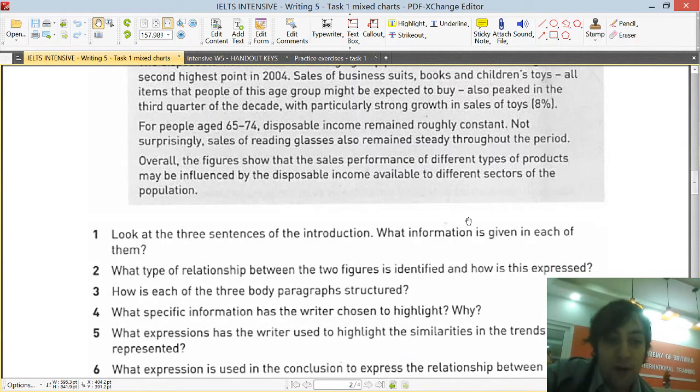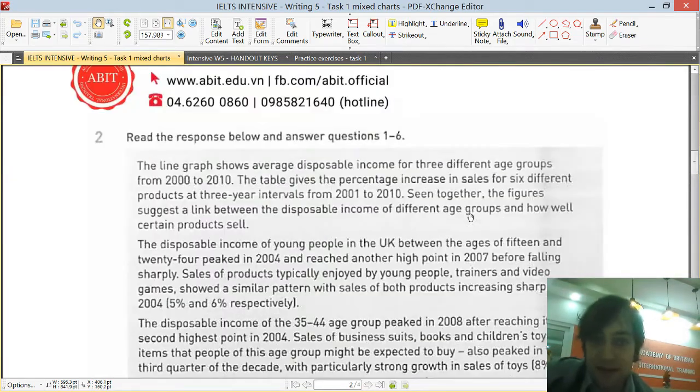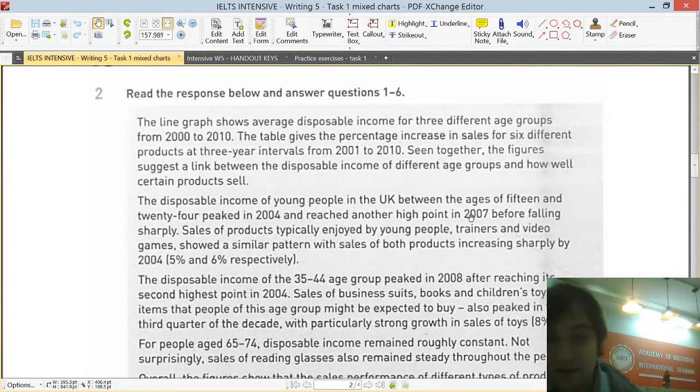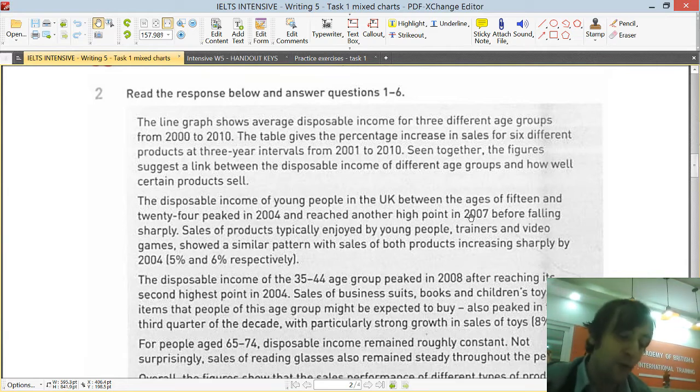Number 2, what type of relationship between the 2 figures is identified, and how is this expressed? So, as we said before in exercise 1, it is of course a cause and effect relationship. And we can see this through certain phrases, for example, seen together, the figures suggest a link between, etc., etc.